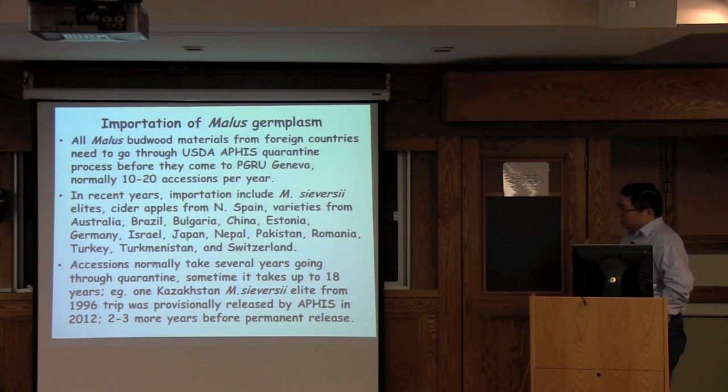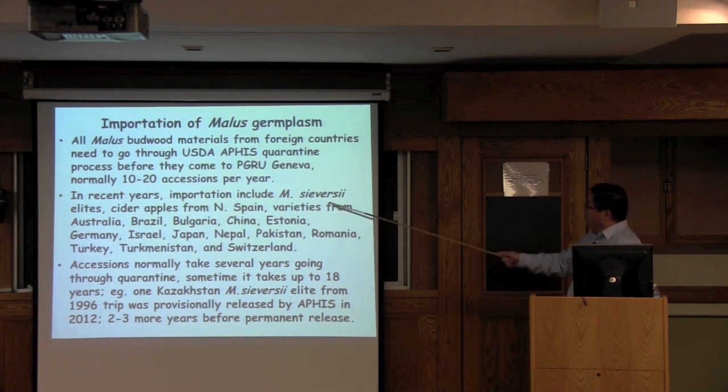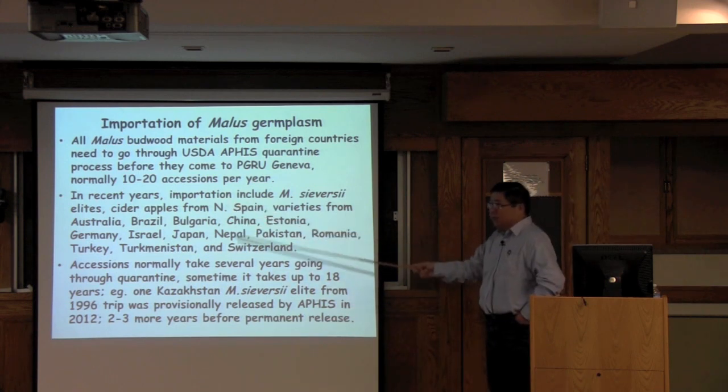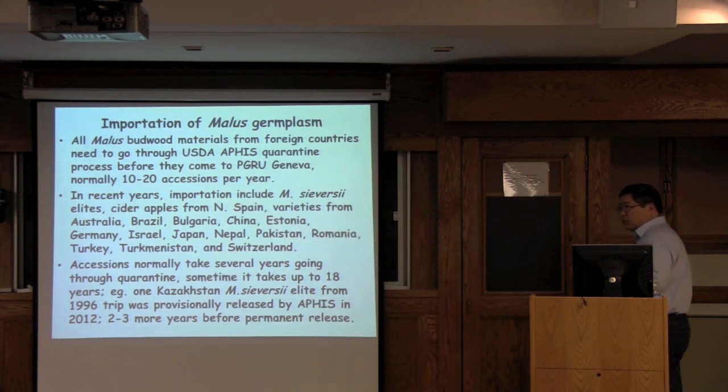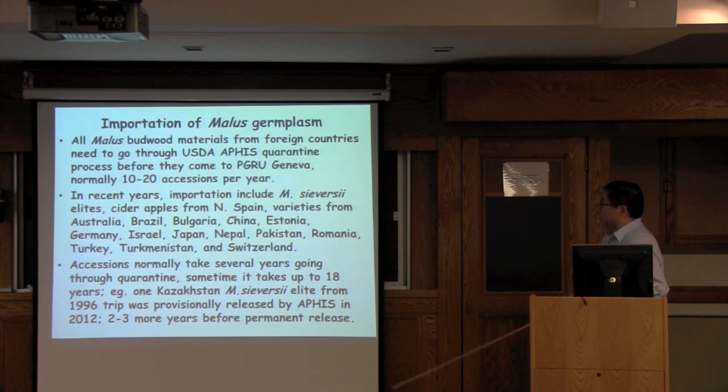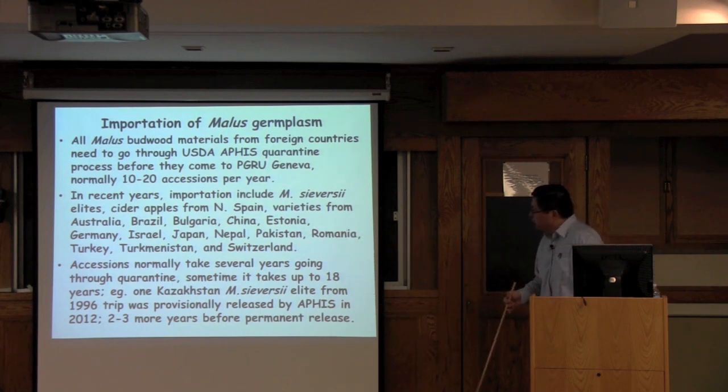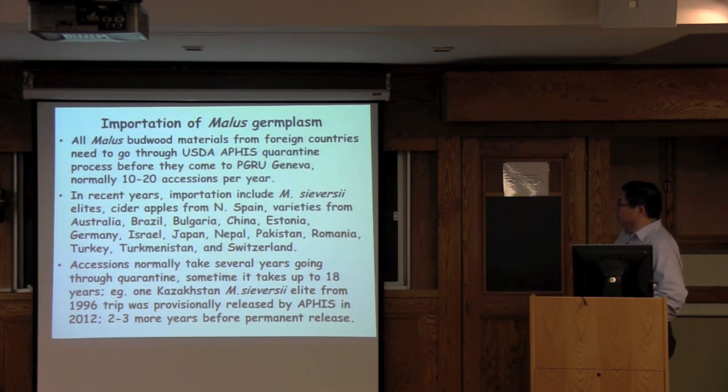In recent years, some of the material we got from ARS included Malus sieversii elite from the exploration. Also, some cider apple from northern Spain that was introduced by Professor Ian Merwin. Also, a lot of different varieties from different countries. You can see, basically from all over the world.